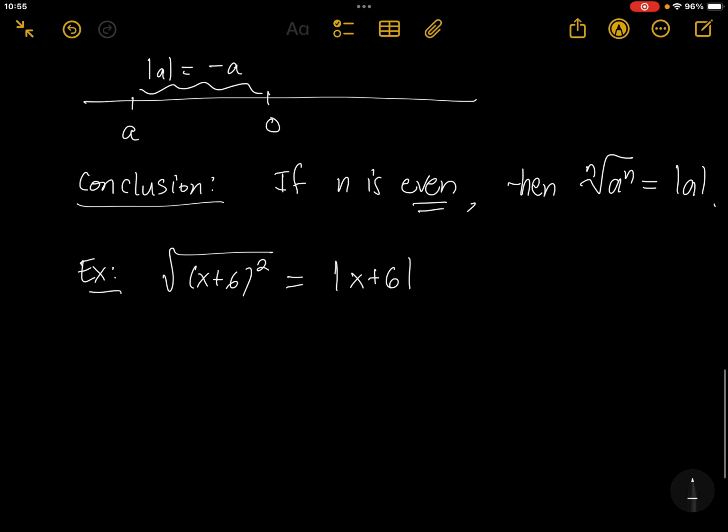Remember, what I'm doing is I'm thinking of x plus 6 as like a blob. It's just some number. You might call it u. If I have the square root of u squared, that's just the absolute value of u. So in this case, I have the absolute value of x plus 6.